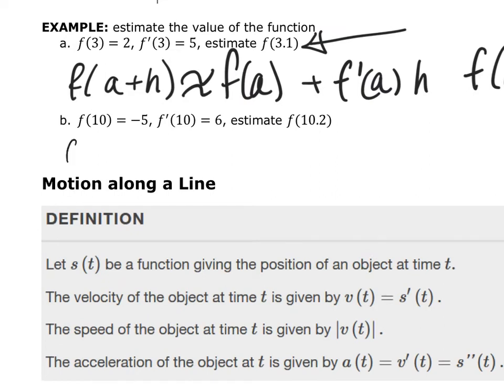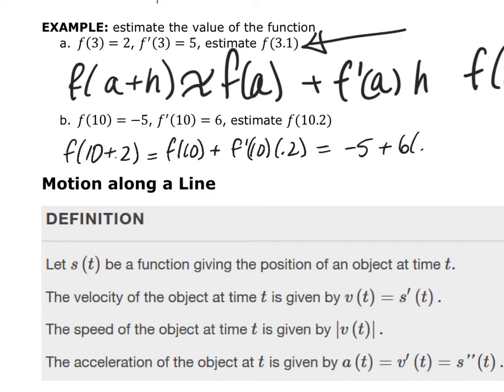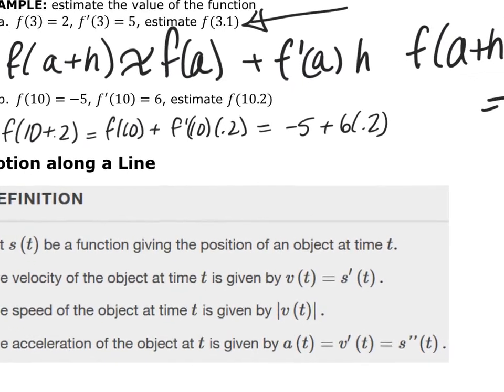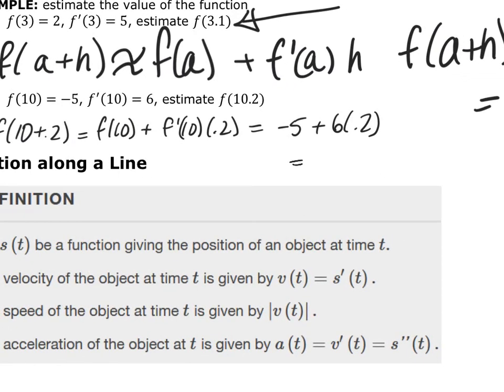So on the second one, I have f of 10 plus 0.2 is equal to f of 10, and then it's going to be plus f prime of 10 multiplied by 0.2. So this is going to be equal to negative 5 plus 6 multiplied by 0.2. And what is your final answer? Negative 3.8.